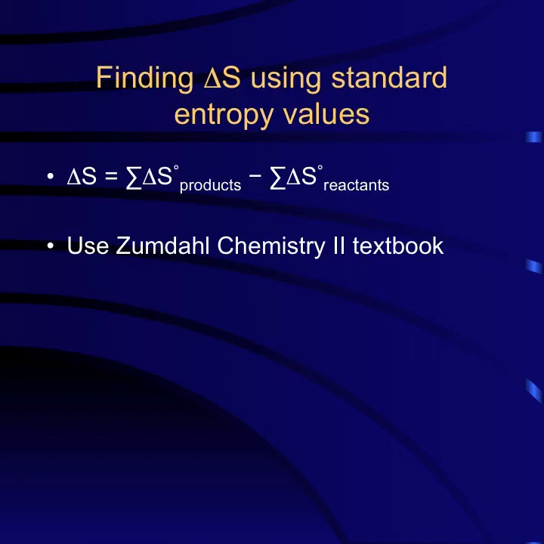Alrighty. To calculate a change in entropy, you use the same sort of equation you used to calculate a delta H, but you use standard entropy values. You'll find them on the same appendix pages in the Zumdahl textbooks. So the sum of the standard entropy of your products minus the sum of the standard entropy of your reactants equals delta S.